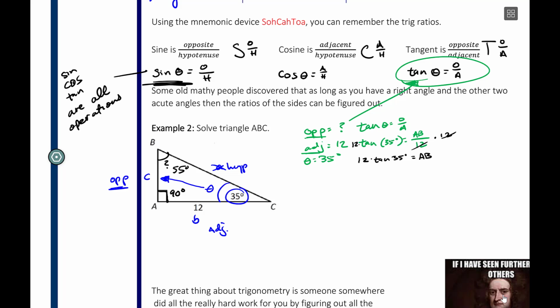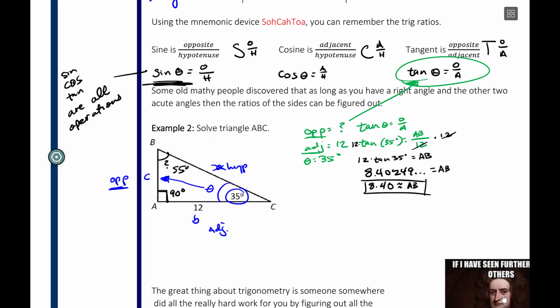Now I just need to head over to my trusty calculator here. And that's going to give me this value, 8.40249, and so on and so forth. And that's going to give me the length of AB. But we like 3 sig figs, so let's go ahead and call that approximately 8.40. That's rounded to 3 sig figs. So now we have found one of our sides, and that happens to be our opposite side, AB.